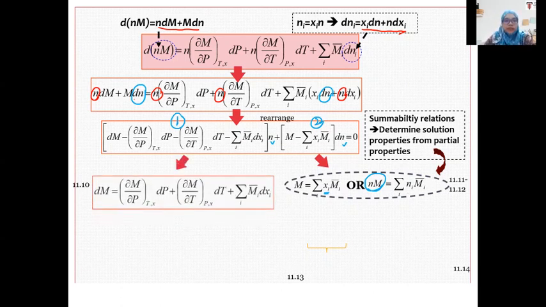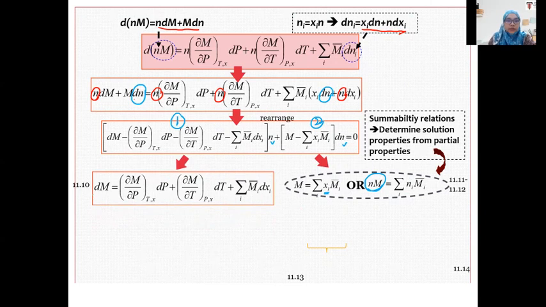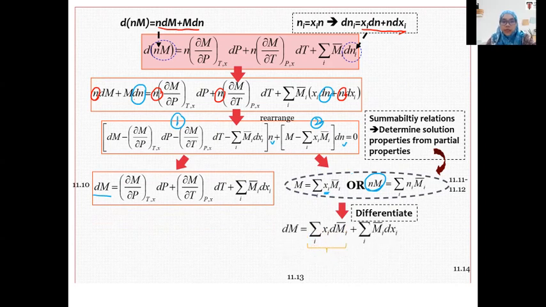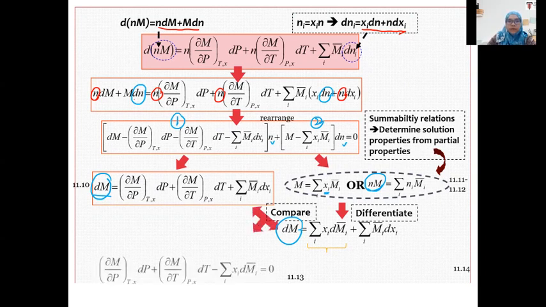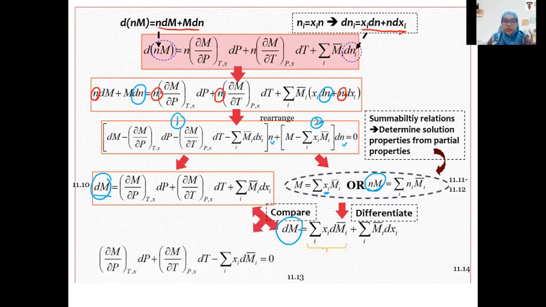For the first term, we can rearrange it to put the dM at the front. So from this equation, we can differentiate to obtain the delta M. So it's similar to the first term. You can see we have the similar form, and then you can compare between both. It gives us another equation known as the Gibbs-Duhem equation.